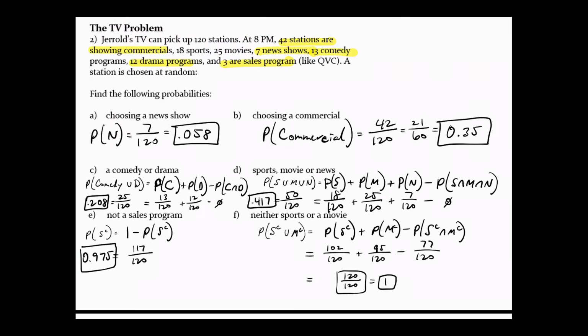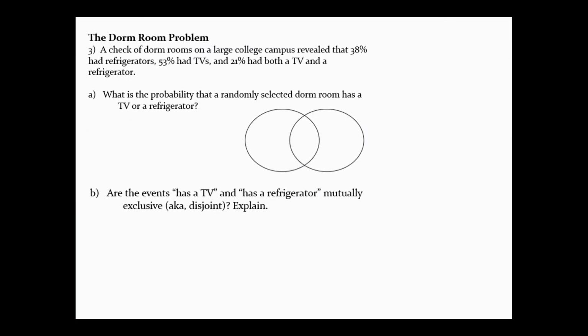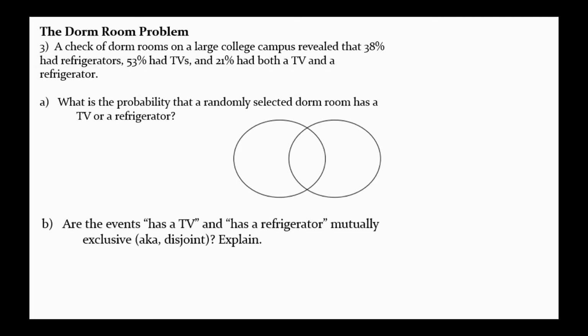All ready? Okay, let's look at the next one, the dorm room problem. A check of dorm rooms on a large college campus revealed that 38% had refrigerators, 53% had TVs, and 21% had both a TV and a refrigerator. What is the probability that a randomly selected dorm room has a TV or a refrigerator?